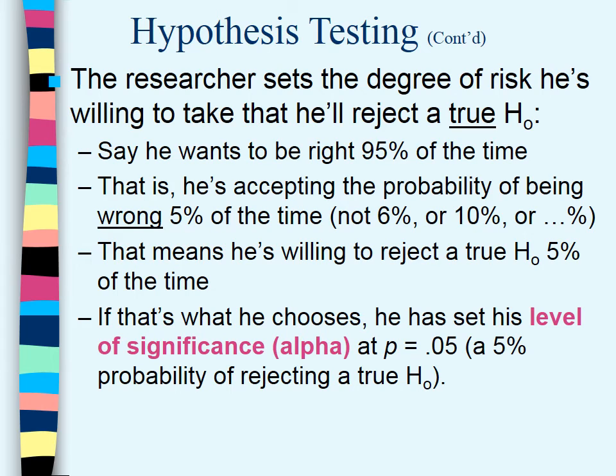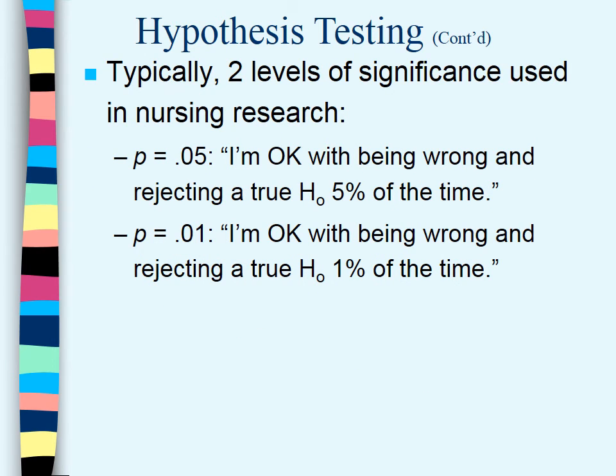If that's what you choose, then your level of significance, or your alpha, is p equals 0.05, a 5% probability of rejecting a true null hypothesis, which is what we are used to seeing, somewhere between that 80 and 95% significance level. 95 is kind of the standard. What you will see most typically in nursing research is that p equals 0.05.